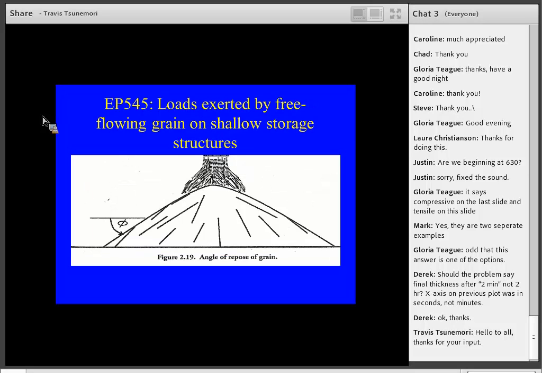One more. Again, these are different ASABE standards that are available to ASABE members. EP 545, loads exerted by free-flowing grain on shallow storage structures. And this may apply similarly to other granular structures. What we see there is an angle of repose. The angle phi is the natural angle that the grain will come to, provided that it has a straight, flat support underneath it, a typical concrete floor or something like that.